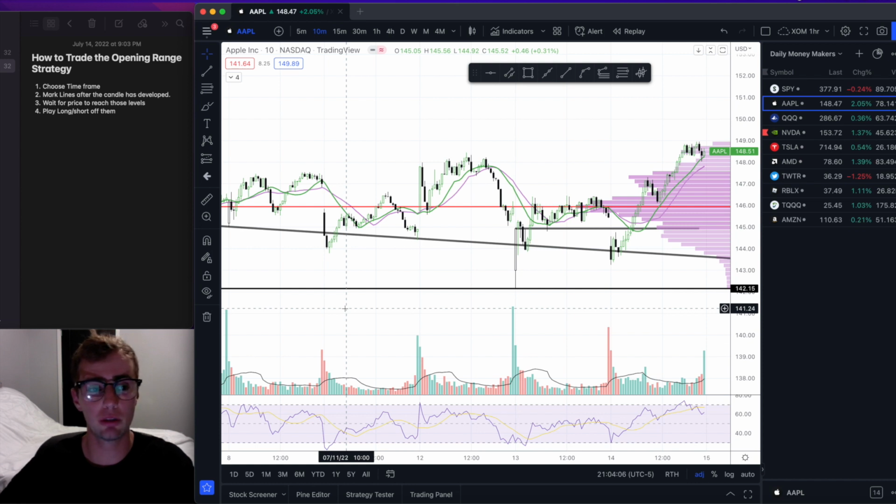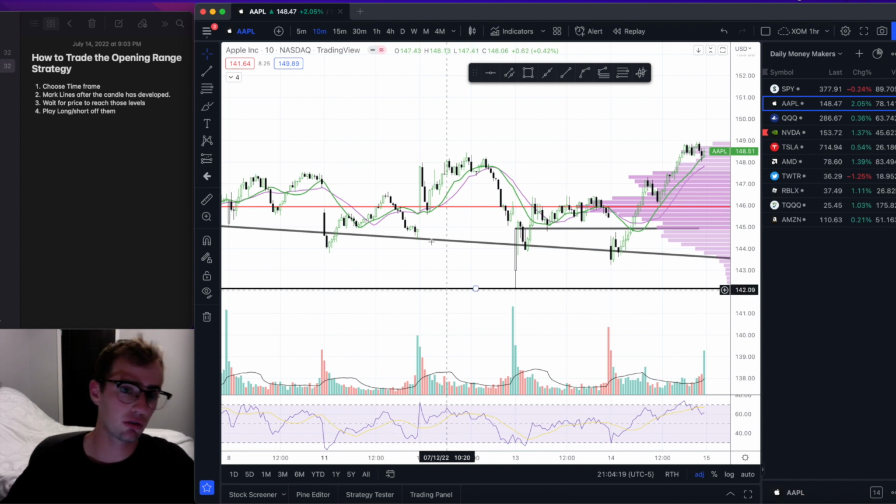Today we are going to be talking about how to trade the opening range strategy. This is a strategy that I like to use, and it's pretty simple. It's very beginner-ish. So I have a few steps here on the left side of my screen. So let's give it a go.